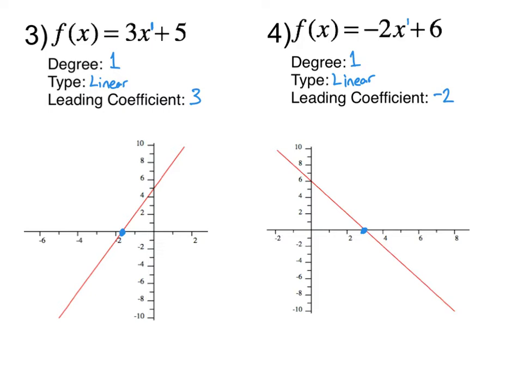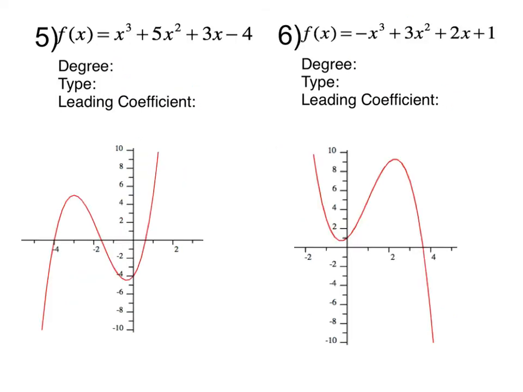This one is going up and continuing to go up. This graph goes down and continues to go down. So notice it goes up and continues to go up, so it has 0 changes of direction. Degree 1 has 0 changes of direction.